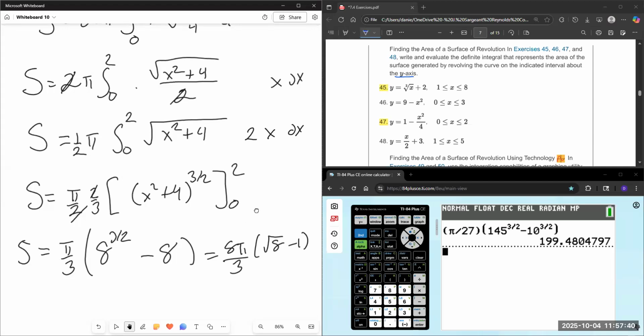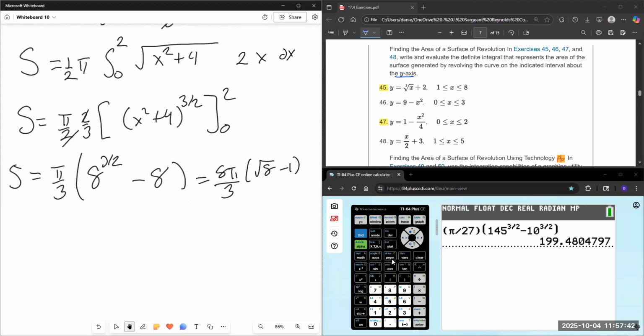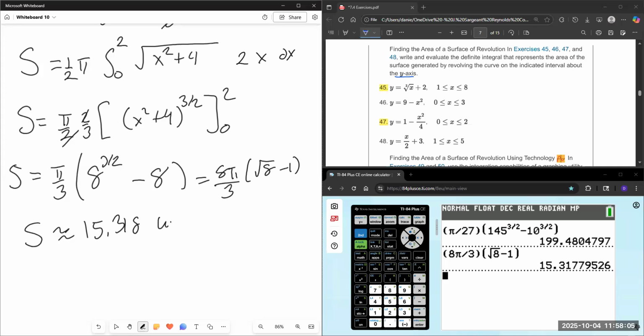All right, so 8 pi over 3, and then square root of 8 minus 1. Capital S is approximately 15.318 square units.